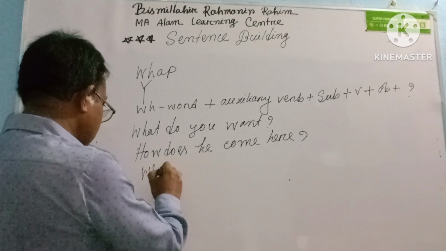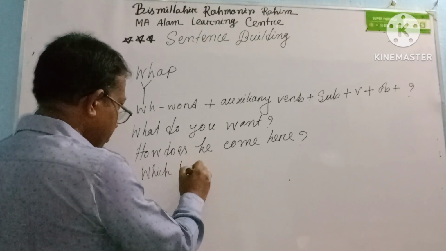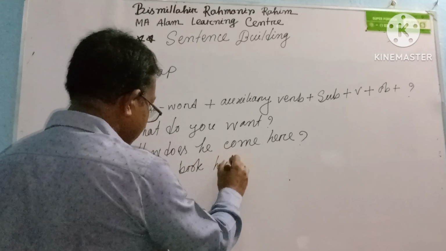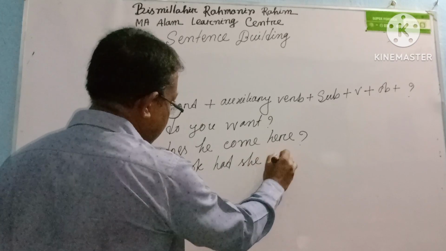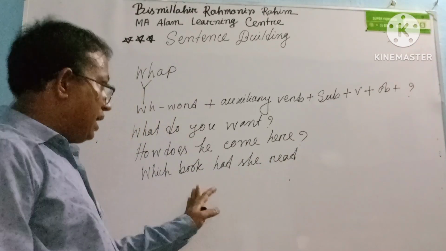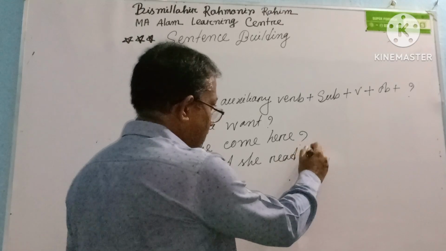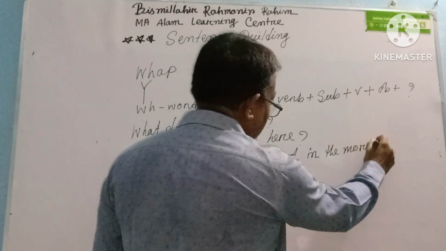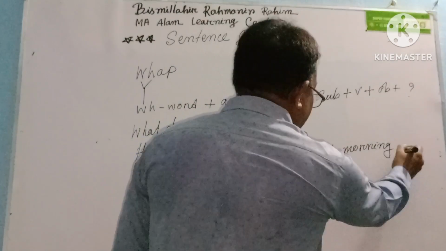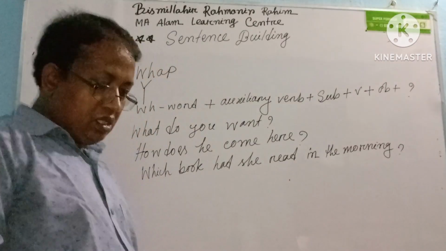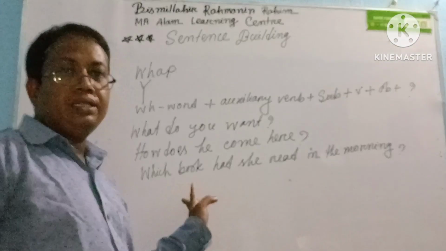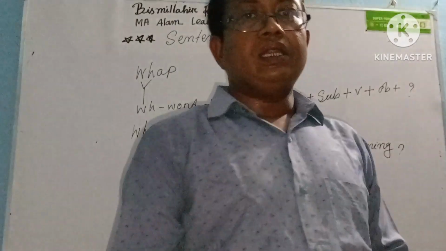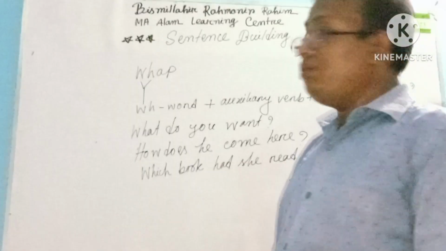Which book had she read? Which book had she read in the morning? We can make interrogative sentences by using WH words in this way. Now we will learn about WH words.